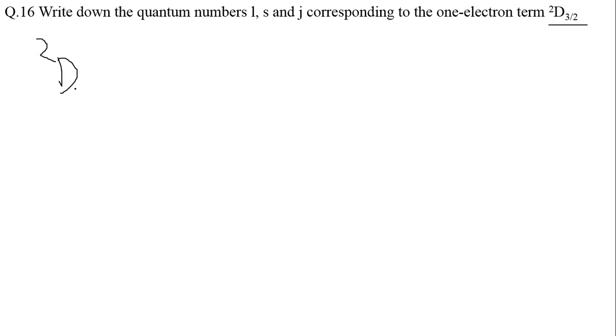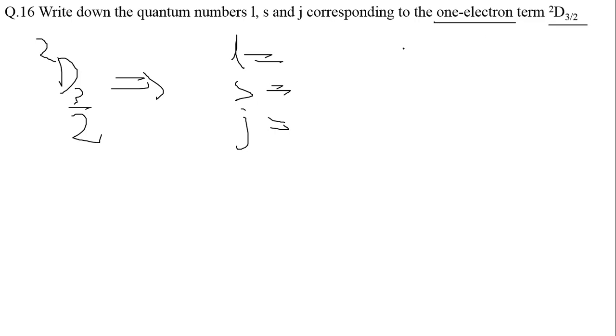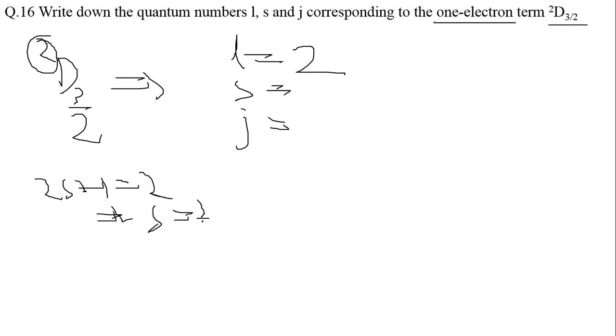So when you compare it, can you tell me what will be the value of L here, S here and J here? Here it is written small l, small s, small j, because it has only one electron. So for one electron, small l equal to capital L, because you are not adding. So for D, what is the value of L? It is 2. 2S plus 1 equal to 2, because 2S plus 1 is written here, means S equals half. And this 3 by 2 is J, so J is 3 by 2.